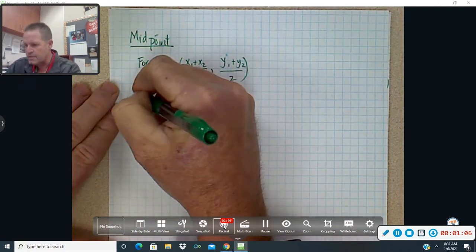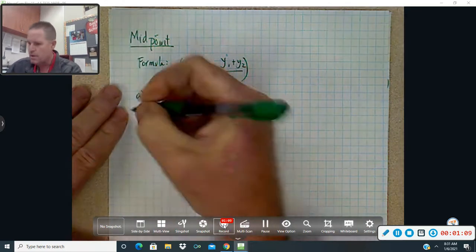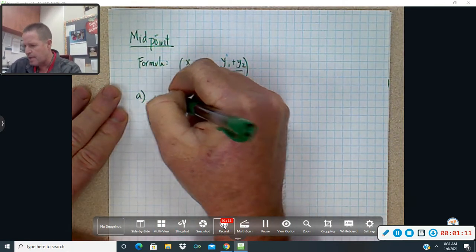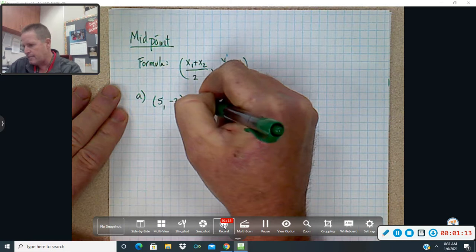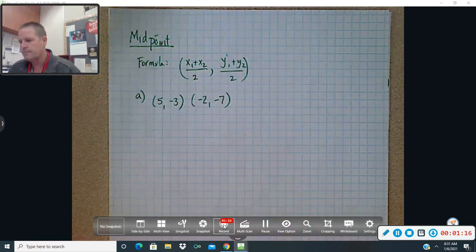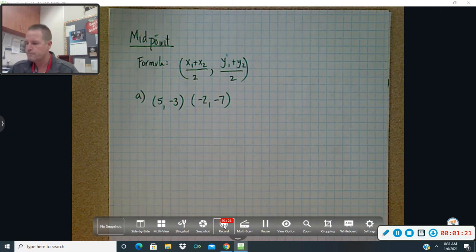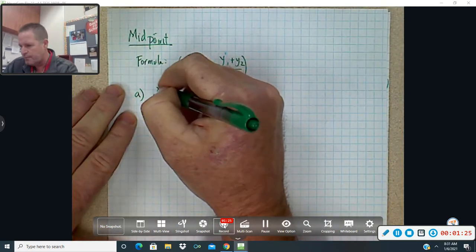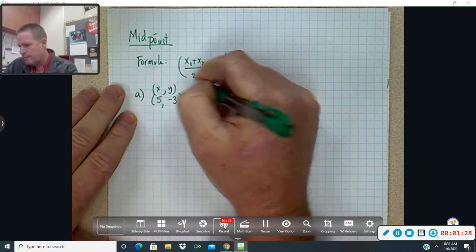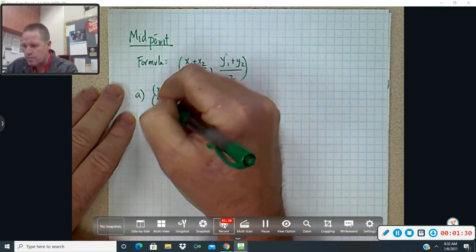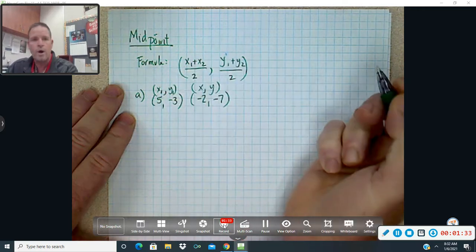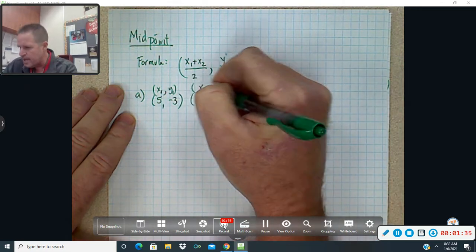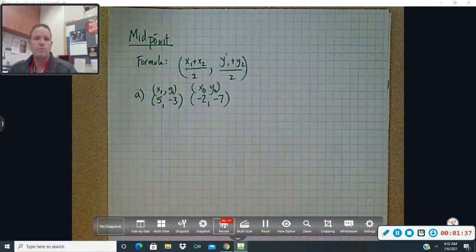So let's say, for example, that you have 2 points. Let's go with 5, negative 3, and negative 2, negative 7. Okay? Could we find the midpoint of those 2 points? Well, we need to understand that each point is x, y, x, y. And remember, because I wrote this one down first, I'm going to call that x1, y1. And I'm going to call this x2, y2, again because I wrote that down second.